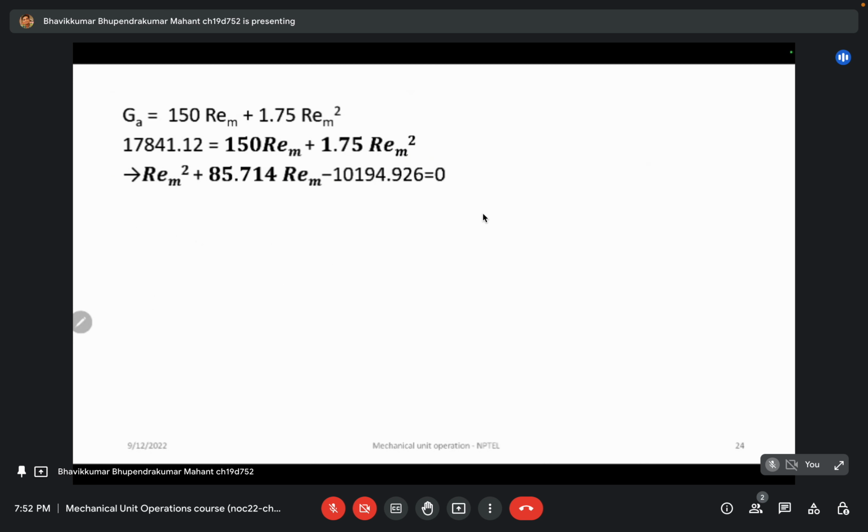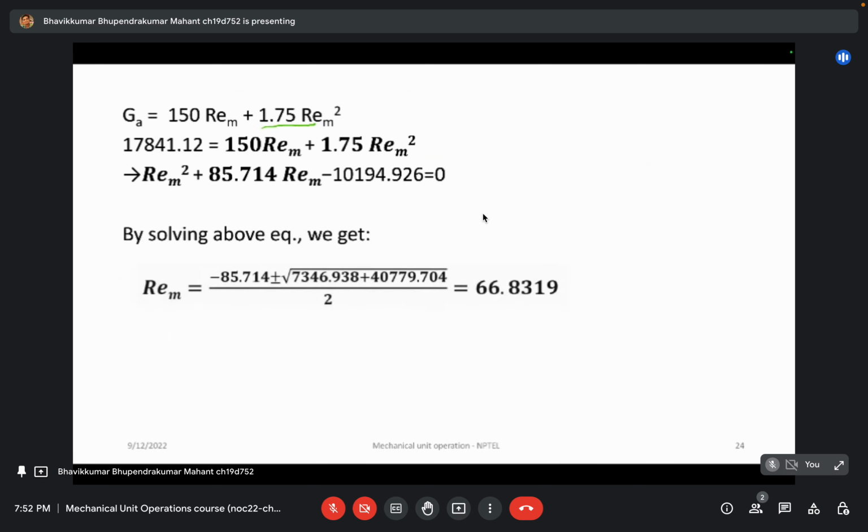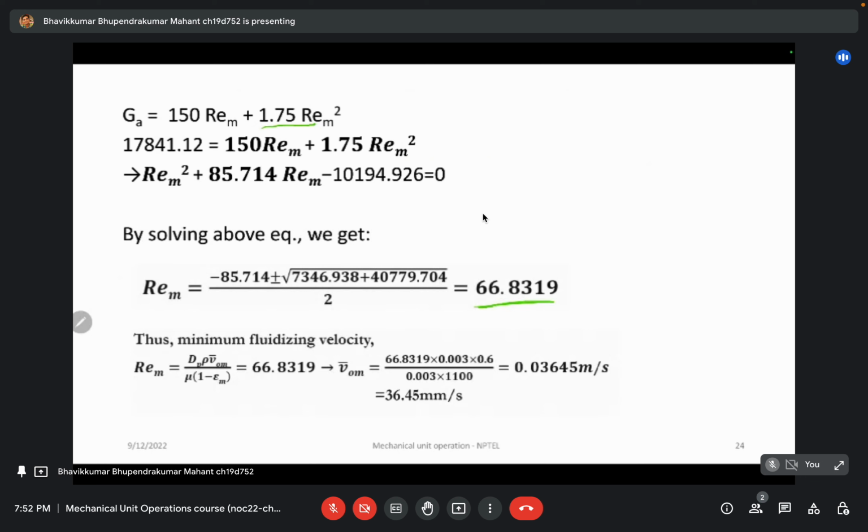Now, that is the equation. Galileo number is equal to 150 Reynolds number at minimum fluidization velocity plus 175 Reynolds number at minimum fluidization velocity whole square. You just put in the value and solve the quadratic equation for the Reynolds number at minimum fluidization velocity. You will get the value. Reynolds number is equal to 66.8319.